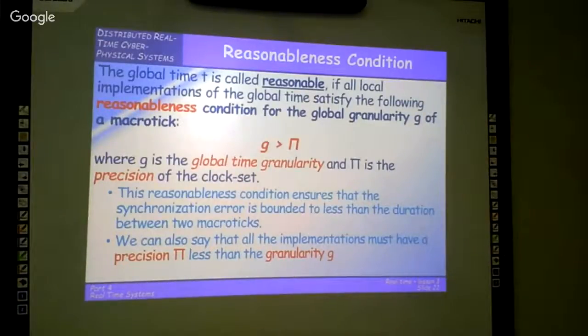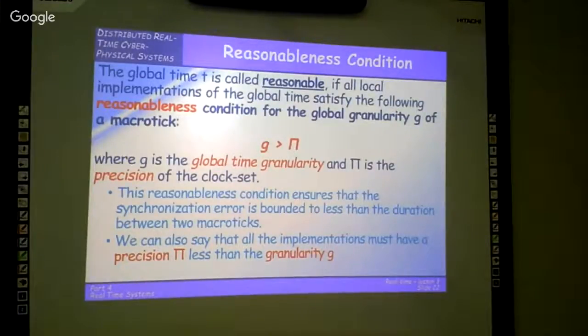Okay? What does this mean? We already know what precision is. Given a set of clocks, we said the precision is the maximum distance between any two. And given a clock, we also know what granularity means. Granularity is how big a tick is. I can have a clock which has a granularity of 1 hour, 1 second, 1 millisecond, 1 nanosecond. Z has 10 to the minus whatever we want. What we want is that the distance between two clocks must be less than 1 tick of the global clock. Okay?